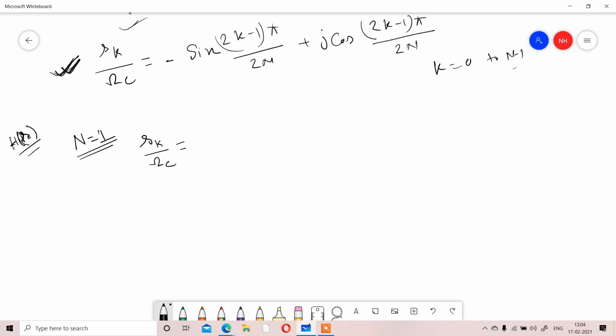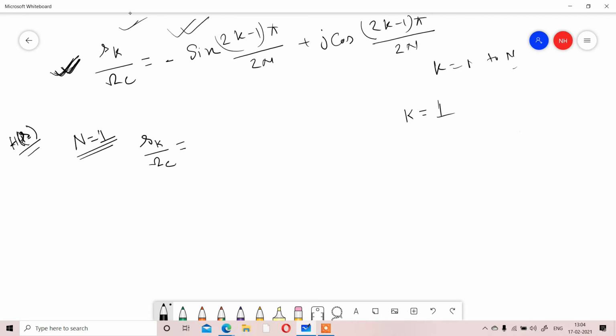Anyone? For n equal to 1, what is the value of k? k varies from 1 to n, not 0 to, keep in mind. So for n equal to 1, the value of k is only 1. For n equal to 2, the value of k is 1 and 2. For n equal to 3, the value of k is 1, 2, 3, like that. So for n equal to 1, the value of k is 1. So replace in that expression the value of k as 1 and the value of n as 1.